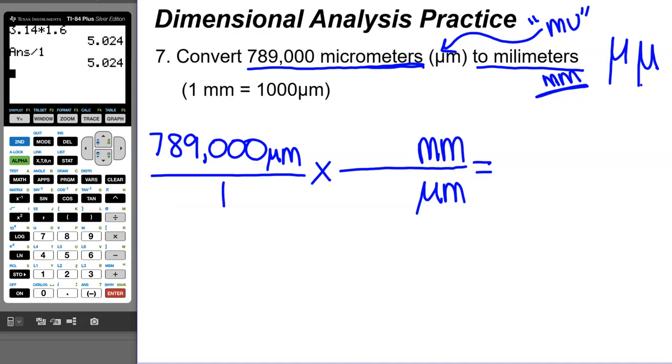Now we have all our units set up, so all we have to do is fill in our numbers. And it tells us that 1 millimeter equals 1,000 micrometers. So next to millimeters, I'll put a 1. And next to micrometers, I'll put a 1,000.